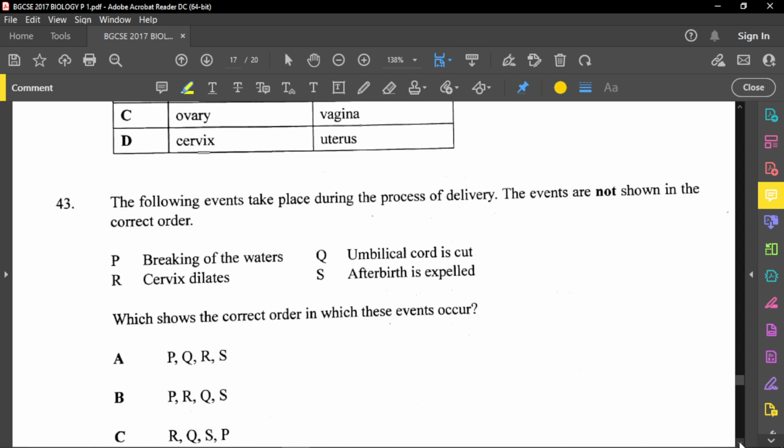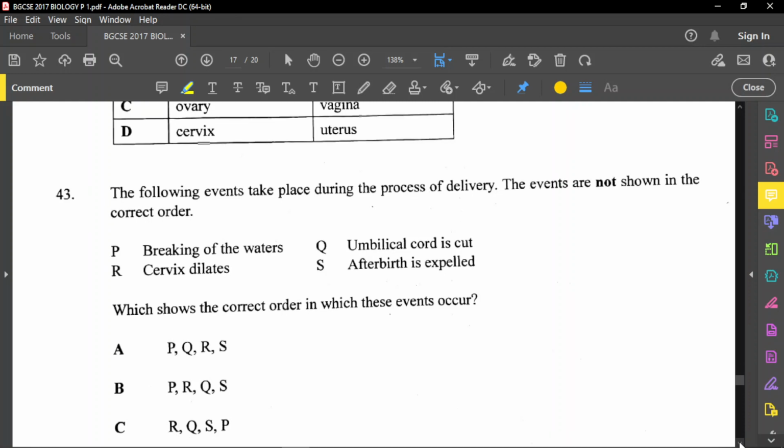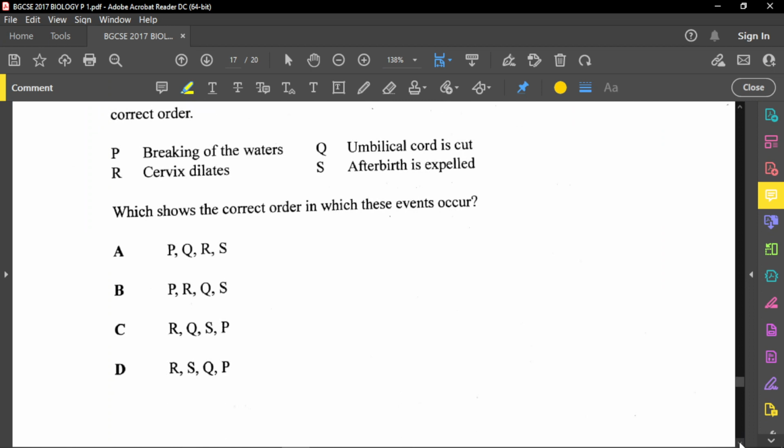Now 43. The following events take place during the process of delivery. The events are not shown in the correct order. So in delivery, what's going to happen? Which shows the correct order? Let's look at it. The first thing that happens is that the water breaks. After the water breaks, the cervix dilates. That's how the doctor checks this. It's reached a certain number of centimeters, and the child is ready to come out.